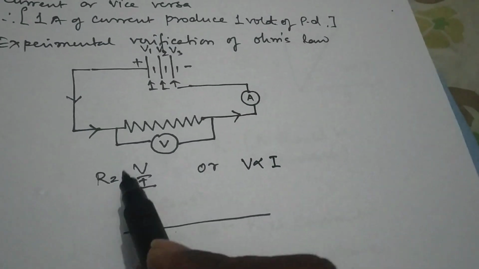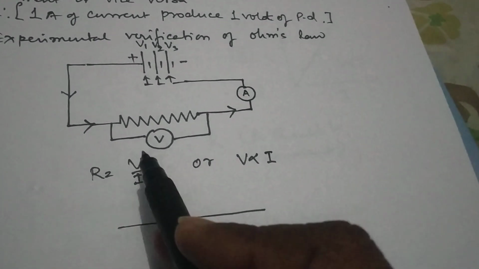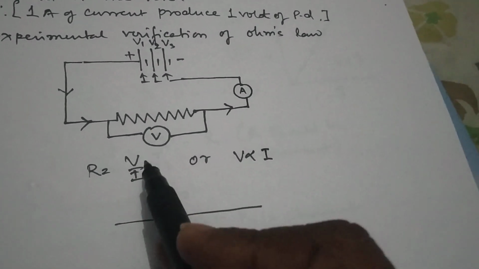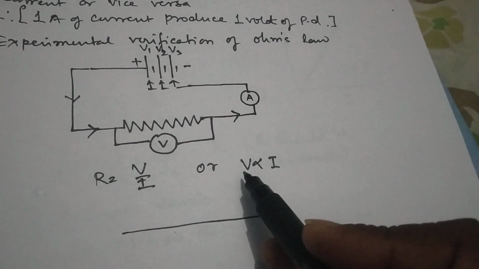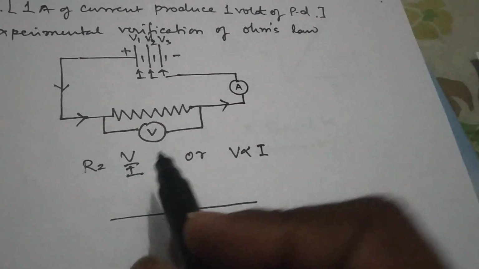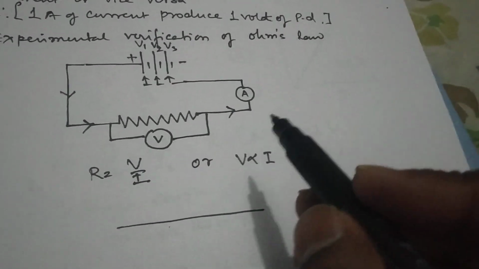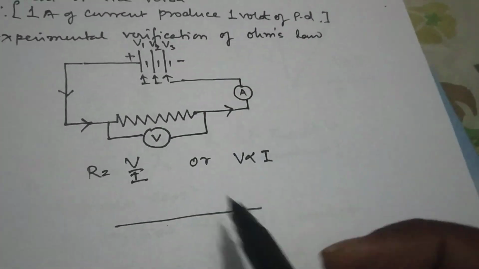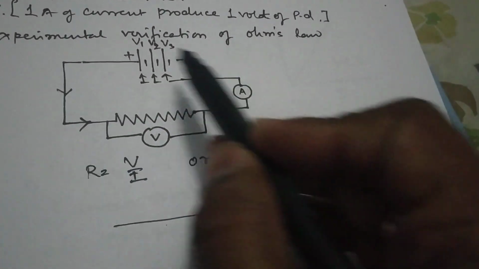So what we are going to prove, we are going to take the value of R, the ratio V upon I, because V is proportional to I. So you have to see the values of V and I. Please understand this experiment properly. I'm just keeping this diagram in view.